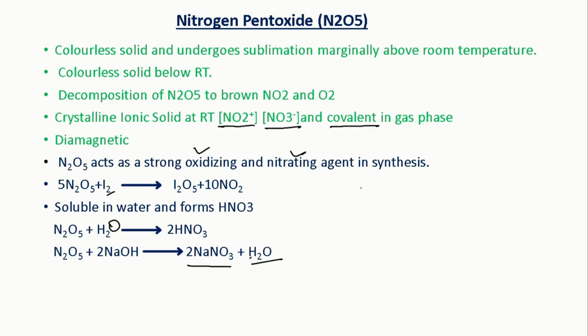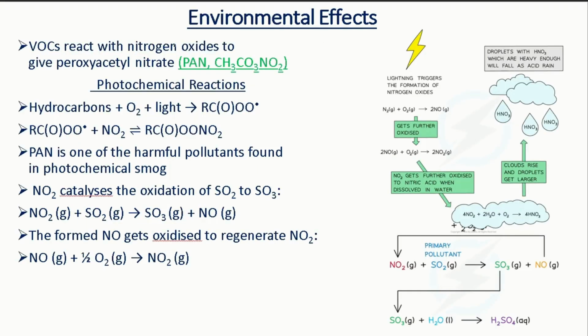And now finally we can see the environmental significance. We know that volatile organic compounds react with nitrogen dioxide to give peroxyacyl nitrates, also called PAN. So this is the formula of the peroxyacyl nitrate. These volatile organic compounds in the presence of oxygen and light form a radical, and that radical reacts with nitrogen dioxide to form the peroxyacyl nitrate. They are very harmful pollutants, and PAN is found in photochemical smog.